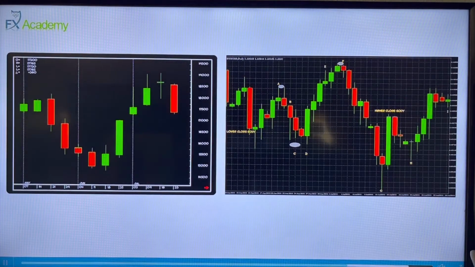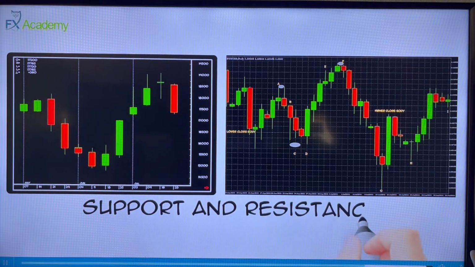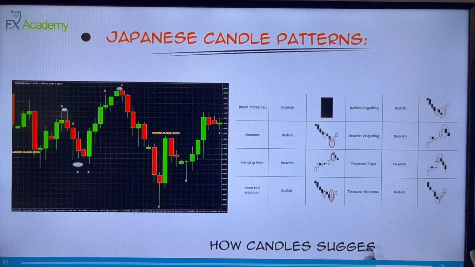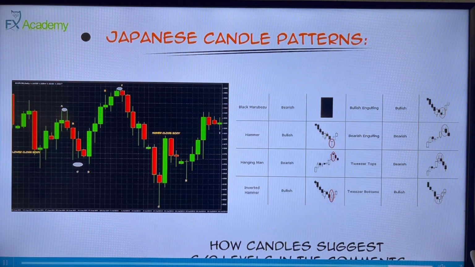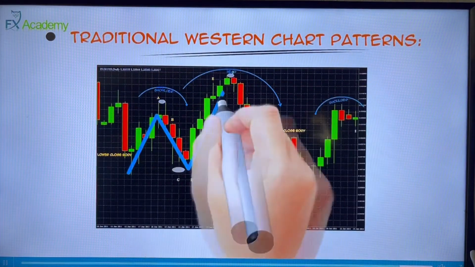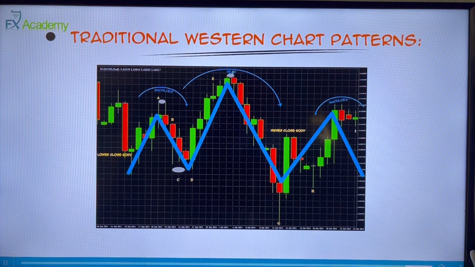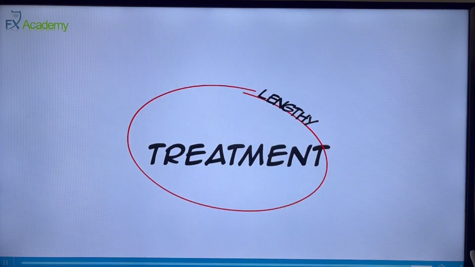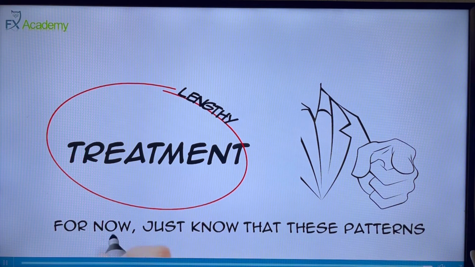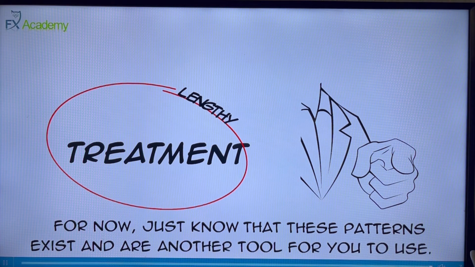In sum, the charts 3.5 and 3.6 from lesson 2 show examples of 2 different systems of chart patterns that tell us more about support and resistance. Japanese candle patterns: we briefly introduced examples of how candles suggest support and resistance levels in the comments on candles A through I in figure 3.5. Traditional Western chart patterns: we saw one example, the bearish head and shoulders pattern, and how it indicates support and resistance levels. A full treatment of each of these systems can be lengthy. We'll cover them in greater depth later. For now, just know that these patterns exist and are another tool for you to use.